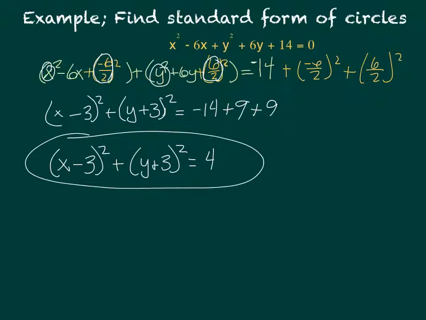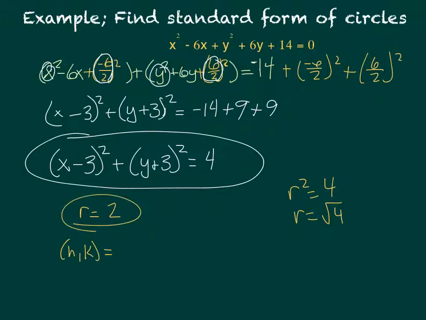Now if I asked you to take it one step further and find the radius and then find the center, the radius is just the square root of 4. R squared equals 4, so that means R equals the square root of 4, which is 2. And (h, k) is my center point, so that would be my 3. So a positive 3 and a double negative, minus a negative 3 here. So that would make it a negative 3 for the y. So there you go.